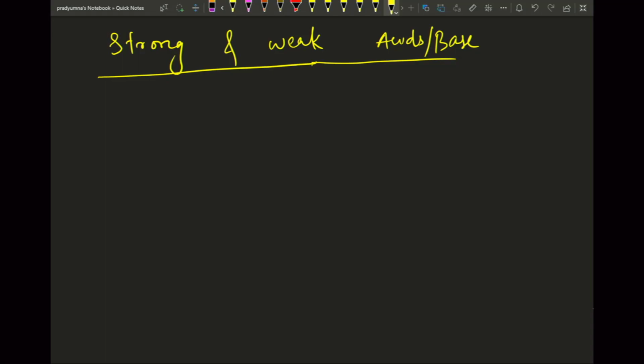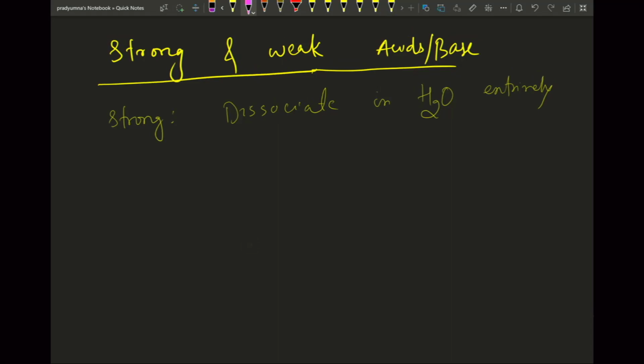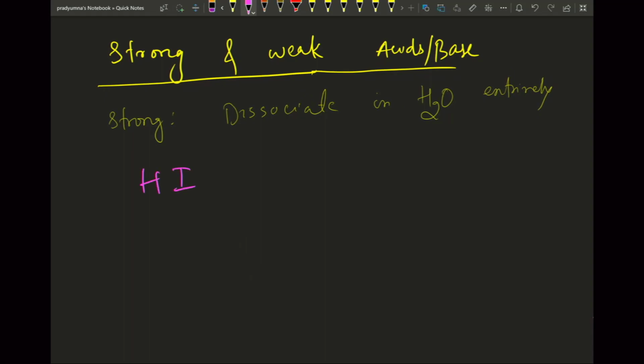So strong acids or bases are acids or bases that dissociate in water almost entirely. What do I mean by dissociates? Here's an example. Let's say we have the acid HI, hydroiodic acid. You put it in water, and what's going to happen? It's going to dissociate entirely. So HI would be split into H plus ions and I minus ions. This is an example of a strong acid.